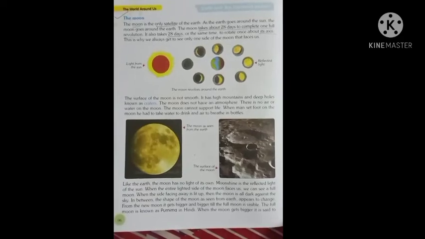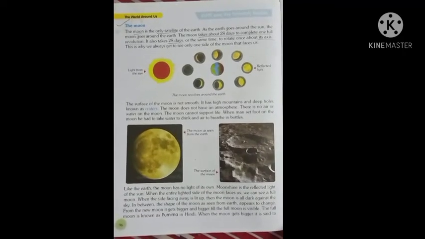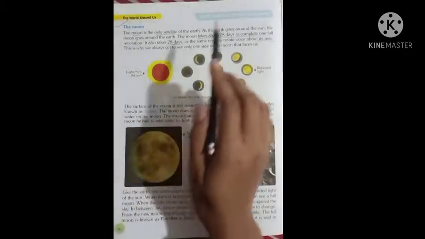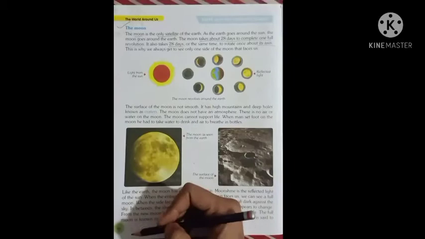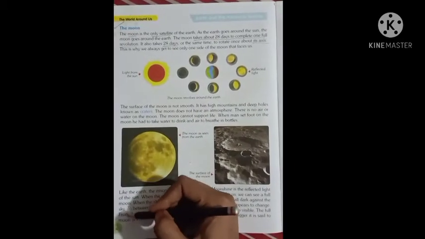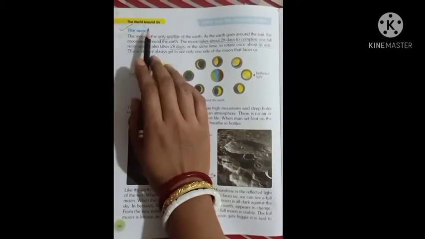Good morning, students. Today we are going to continue this chapter, Earth and the Heavenly Bodies. So, open your book at page number 96. Let us read. The Moon.